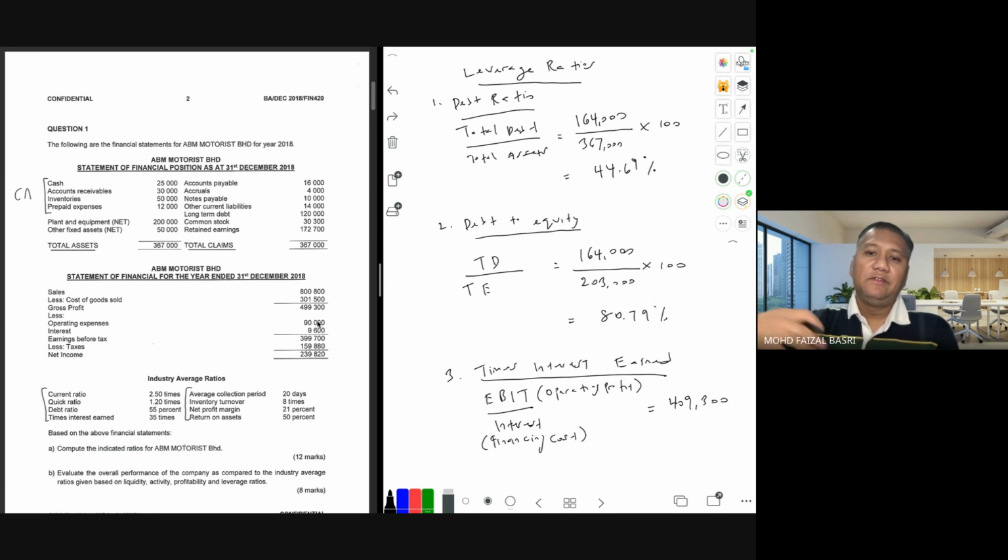Alternatively, you can do it in reverse. Okay, sebab dia earning before interest and taxes kan. So you can take earning before tax, sebab earning before tax is EBT. Okay, EBT. So you nak cari earning before interest and tax. So interest ni yang missing, the I ni missing kan. EBT ada, earning before tax dia bagi. EBT is 399,700. But we don't have interest information.